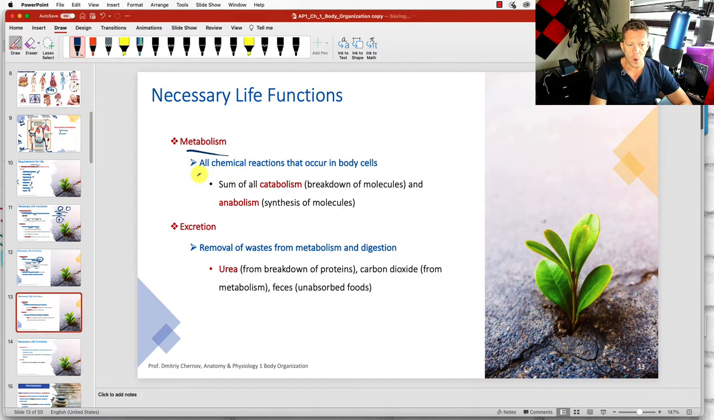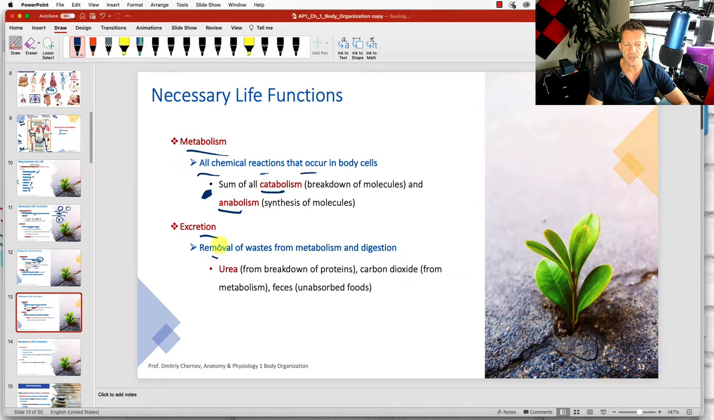Metabolism: all chemical reactions that occur in our body. That's metabolism. All chemical processes that happen in the human body are metabolism, and it includes catabolism and anabolism. We will look at this in the next lecture, lecture number 2.